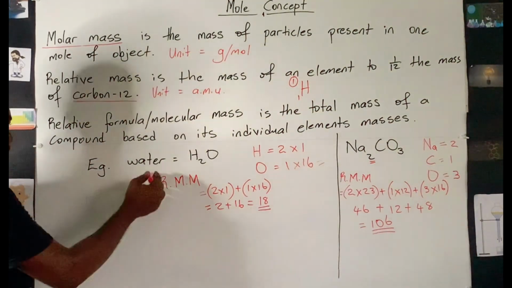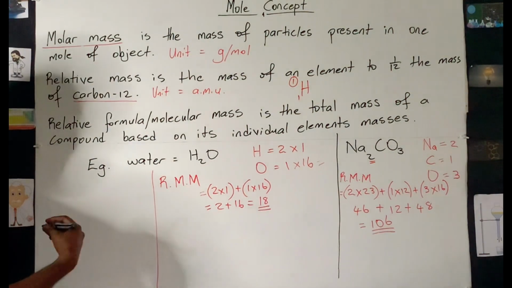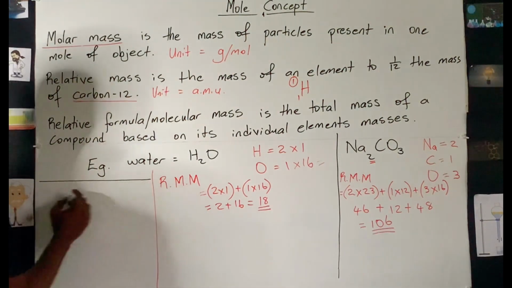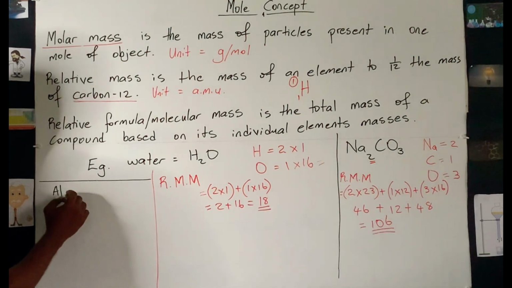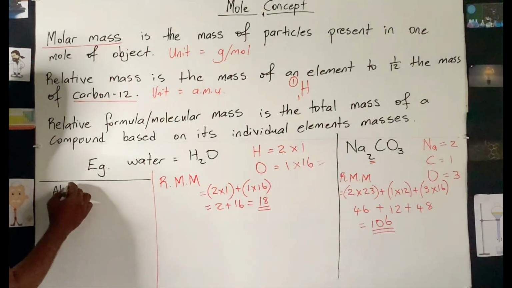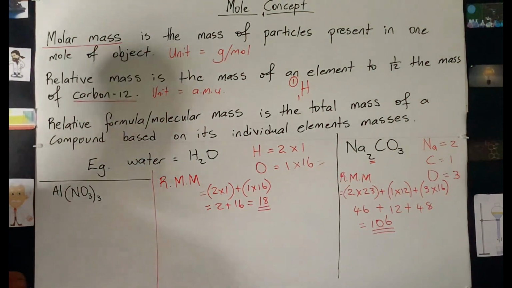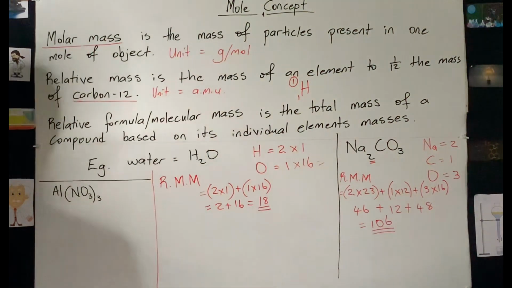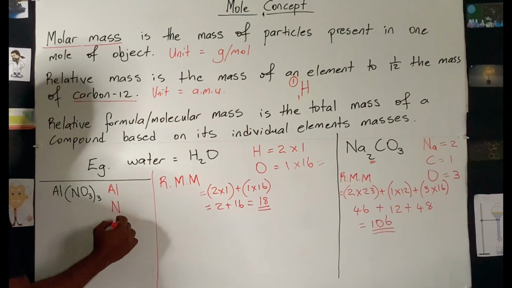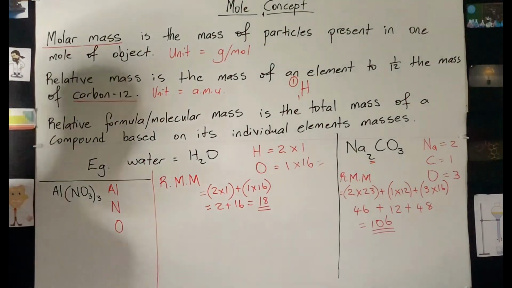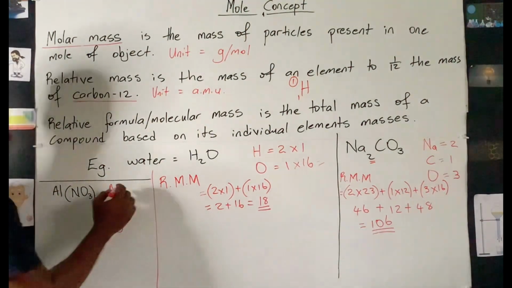Now before we go, let's do another one. So we're going to do one that requires us to expand the bracket. So we're going to look at aluminum nitrate. Alright, so aluminum nitrate. So again, we identify the elements present, Al, N, and O. Next, we see how much Al we have. We just have 1 Al.